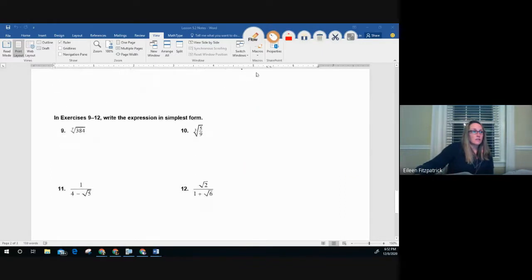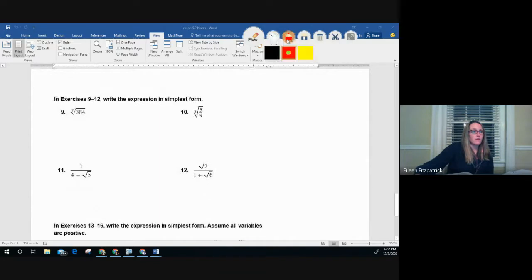Numbers 9, 10, 11, and 12. For number 9, write the expression in simplified form. So doing your factor tree, by breaking that down into the factors, you're going to have 2 to the 7th, right? 2 times 2 times 2 times 2 times 2 times 2 times 2, and then times 3.